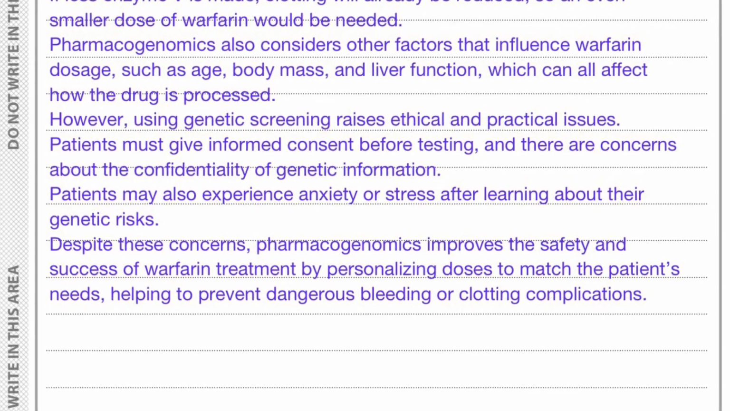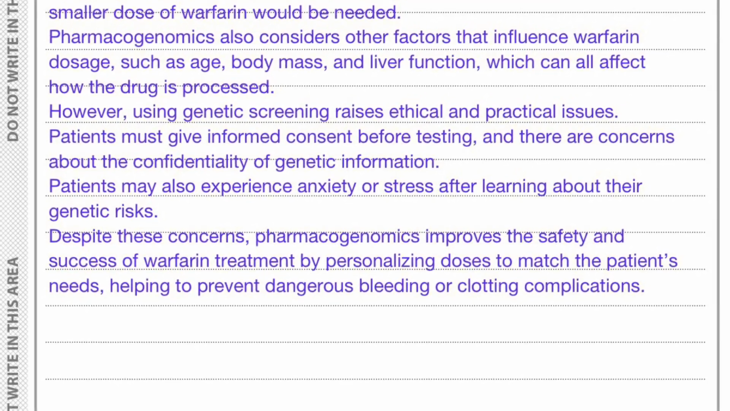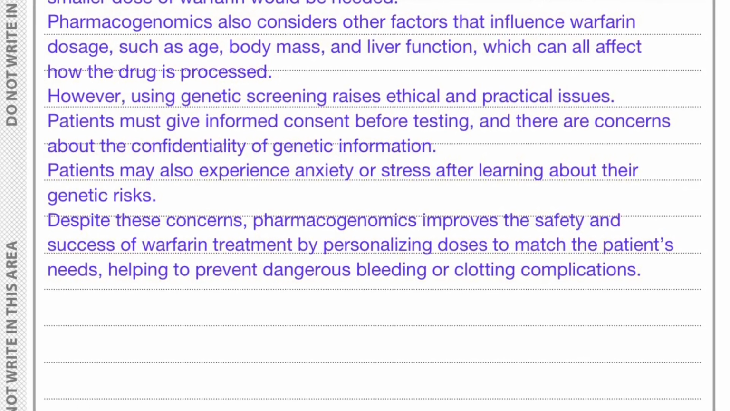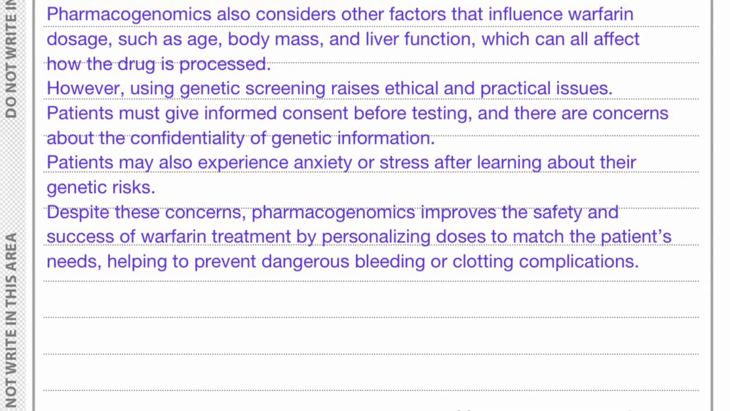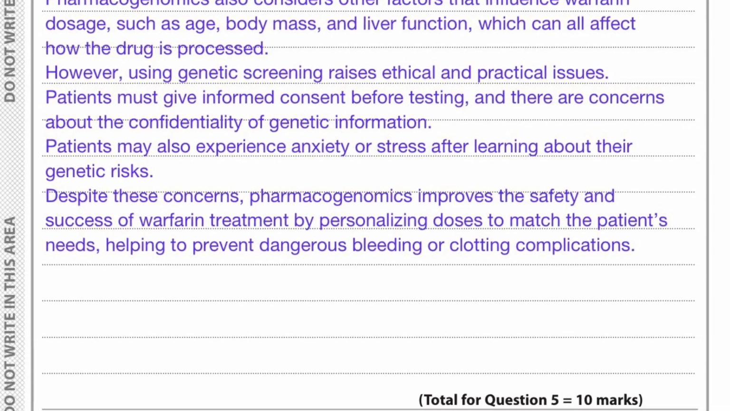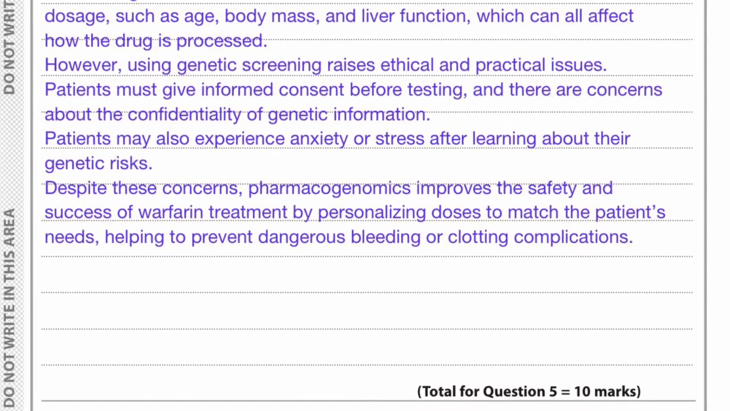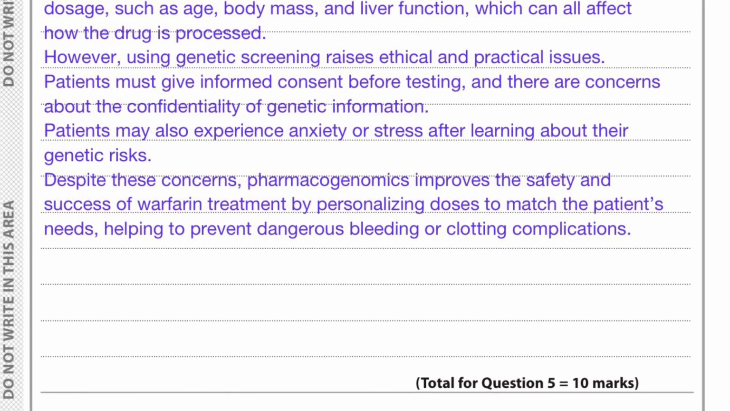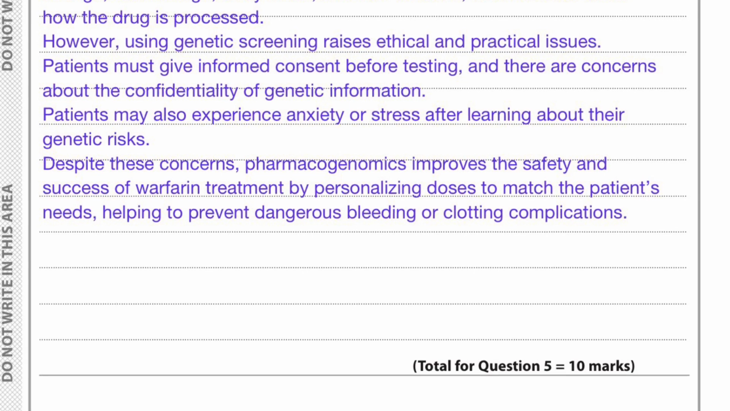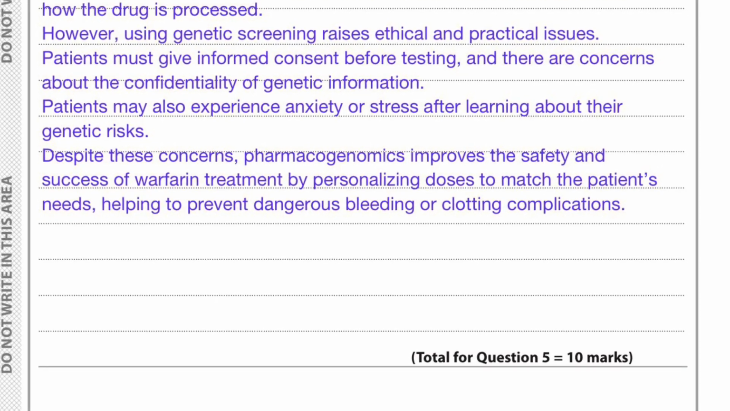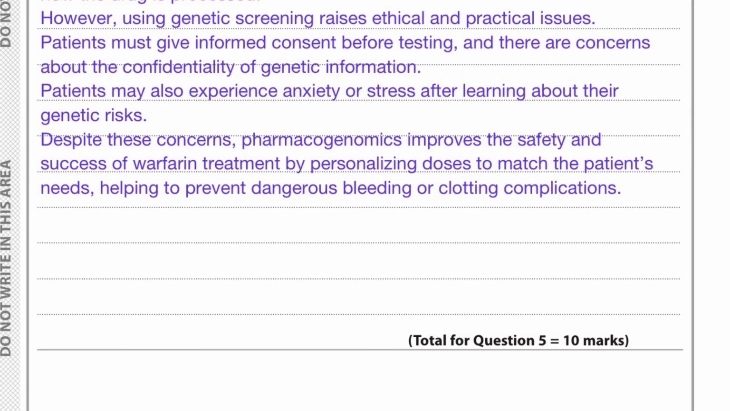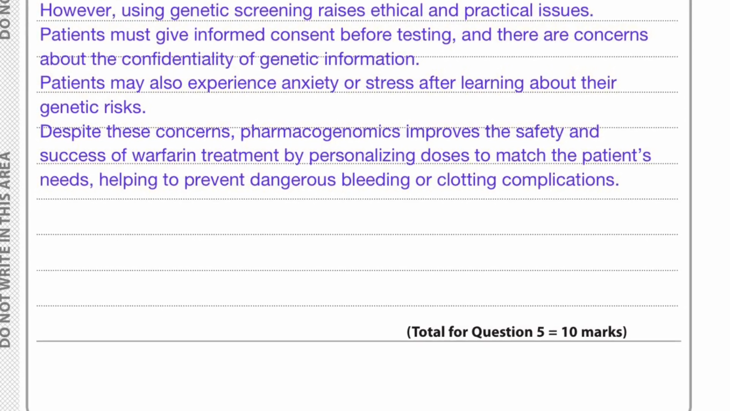However, using genetic screening raises ethical and practical issues. Patients must give informed consent before testing, and there are concerns about the confidentiality of genetic information. Patients may also experience anxiety or stress after learning about their genetic risks. Despite these concerns, pharmacogenomics improves the safety and success of warfarin treatment by personalizing doses to match the patient's needs, helping to prevent dangerous bleeding or clotting complications.